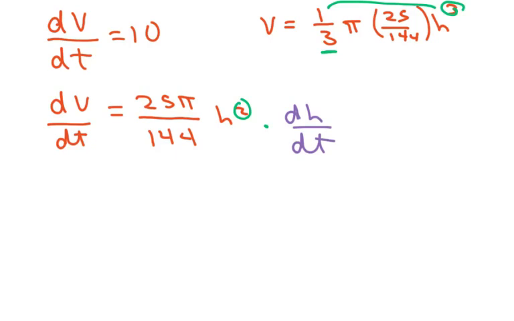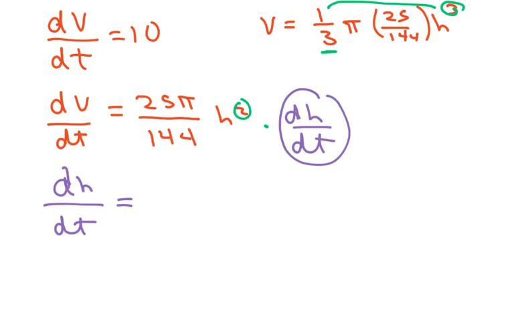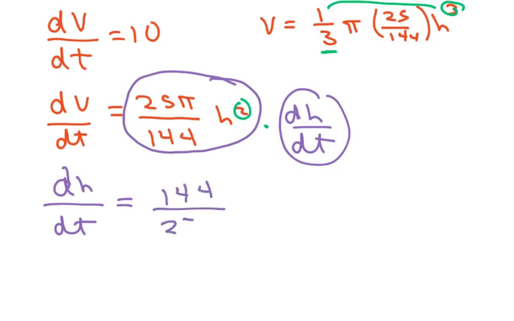Now, what I want to do is solve for this. So I'm going to flip this. This h squared goes in the numerator. I really want to solve for the derivative of h with respect to time. So to do that, I'm going to divide both sides by this, and you'll get 144 over 25 pi h squared, times the derivative of the volume with respect to t.